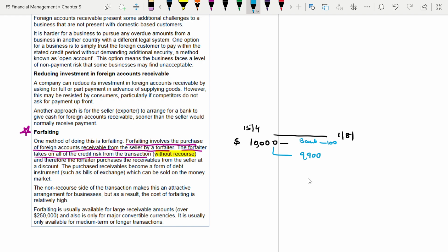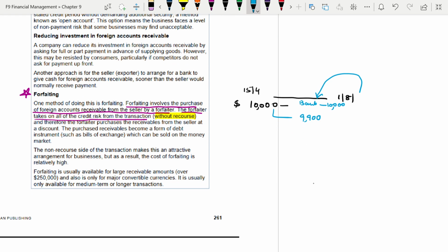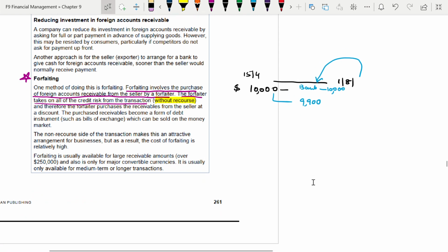Now what will happen when it is received? The bank will collect the 10,000 on your behalf. This is called forfeiting. This is otherwise also called factoring, in a different way.